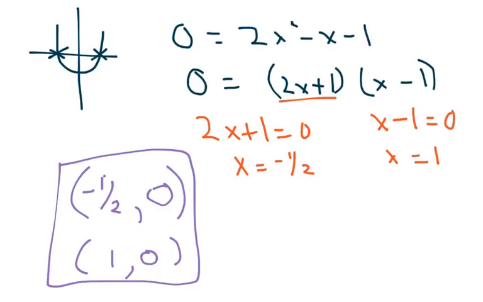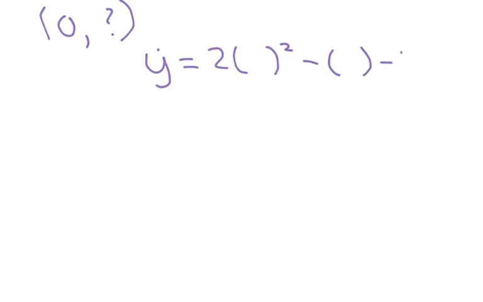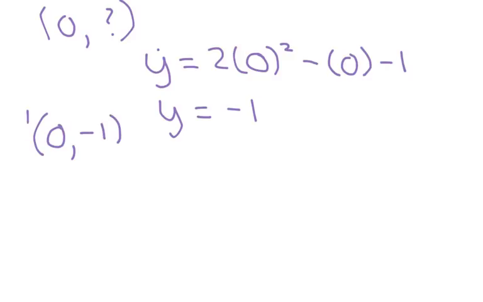Okay, the next one lists the y-intercepts. That one's a little easier. That means x has to be 0. So when x is 0, what is y? So all we're going to do is say y equals 2. I'm going to put my little parentheses here, and I'm going to dump in 0, and clearly y equals negative 1. So my y-intercept is 0, negative 1.